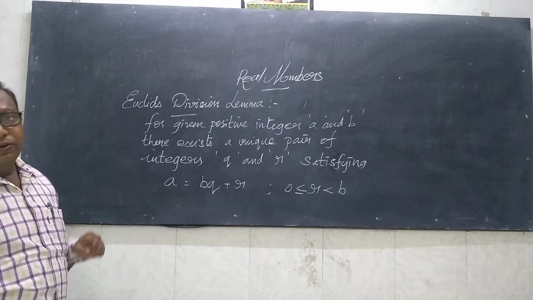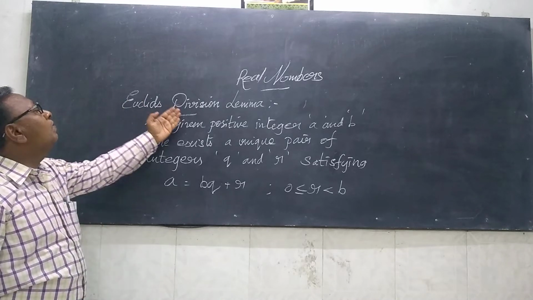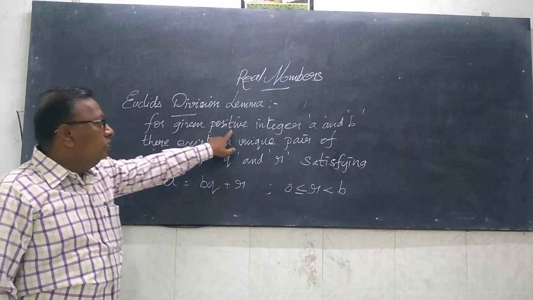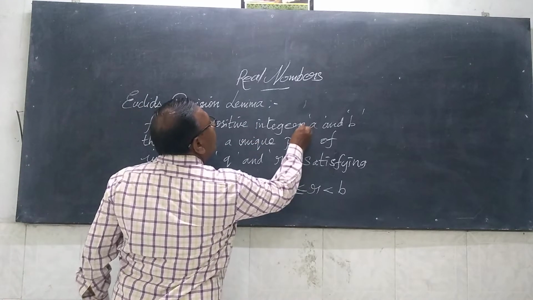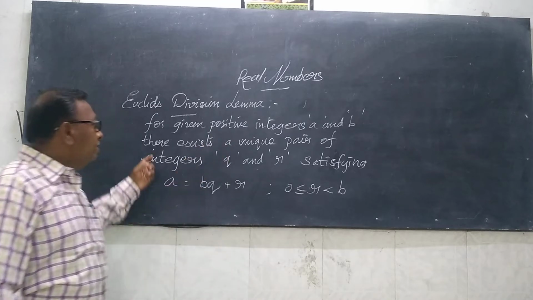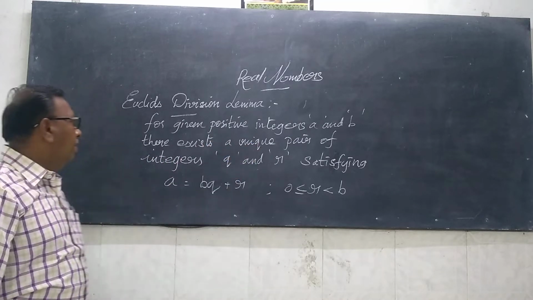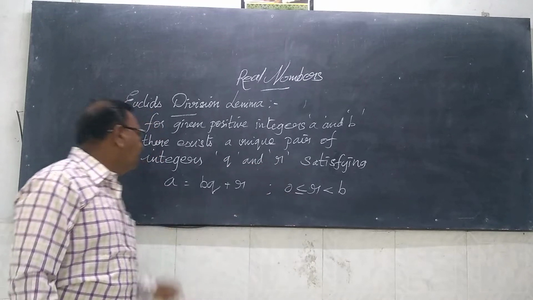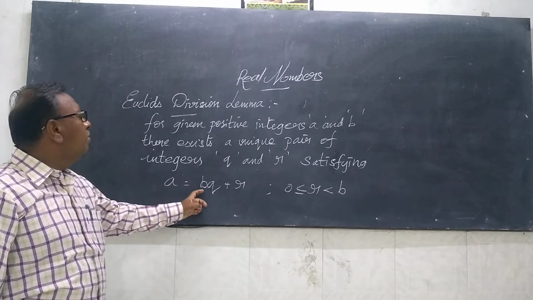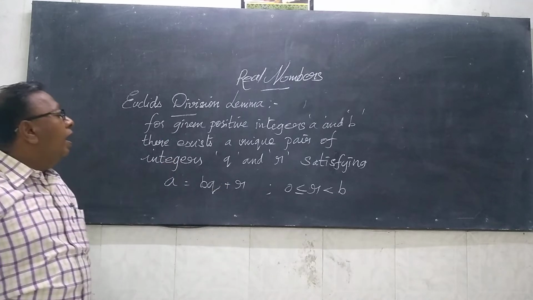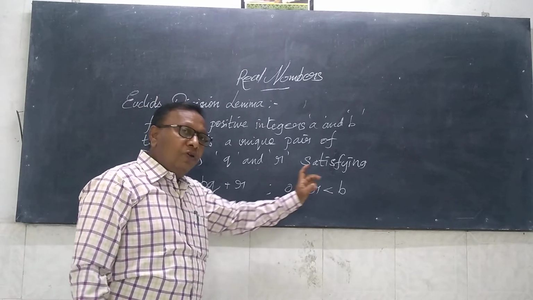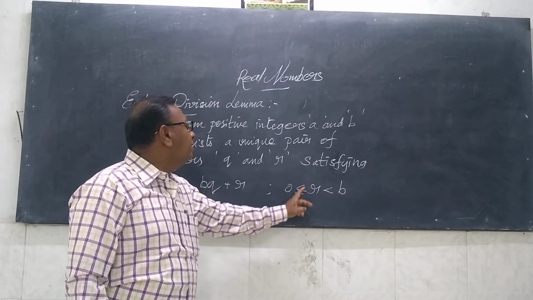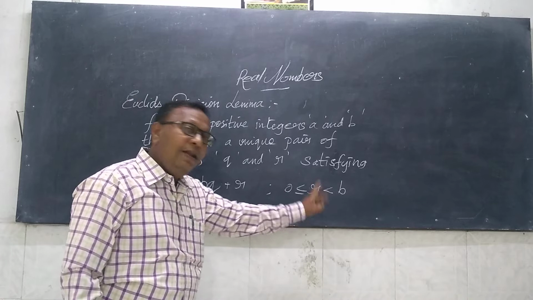So once again, try to know what is Euclid's division lemma. For given positive integers a and b, there exists a unique pair of integers q and r satisfying a is equal to bq plus r, and r lies between 0 and b, or we can also say that r is greater than or equal to 0 and less than b.